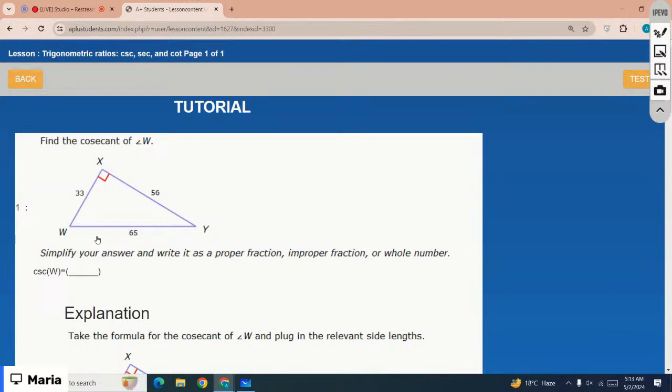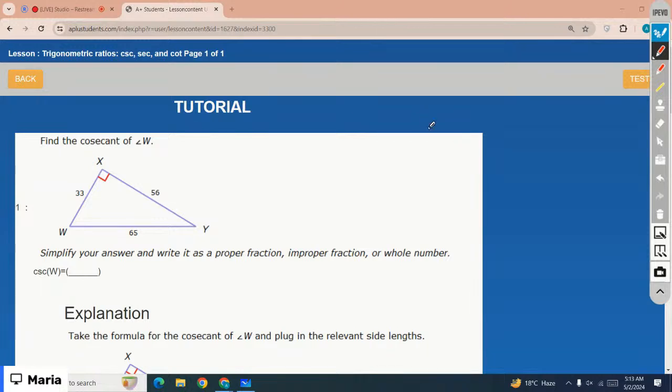Basically, cosecant, secant, and cotangent are the reciprocals of sine, cos, and tan. Cosecant is the reciprocal of sine. Sine is opposite divided by hypotenuse, so cosecant is hypotenuse over opposite. That is the reciprocal of sine.